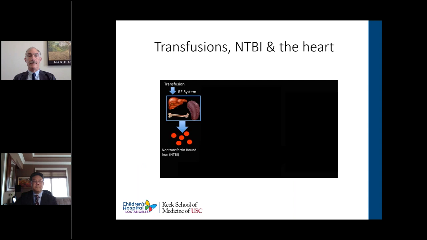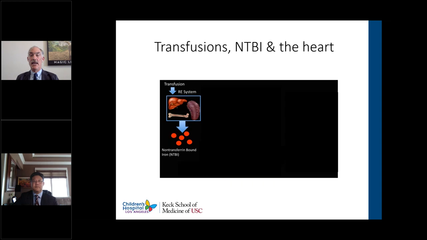Now, what happens to those red blood cells when they've been transfused into the body? Well, they age like all red blood cells, and eventually they're scavenged by the reticuloendothelial macrophages in the spleen and liver, and the iron that's in them is almost 100% recycled into the bloodstream as non-transferrin-bound iron. This is a very toxic form of iron.